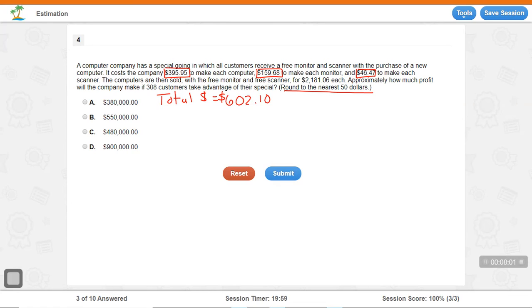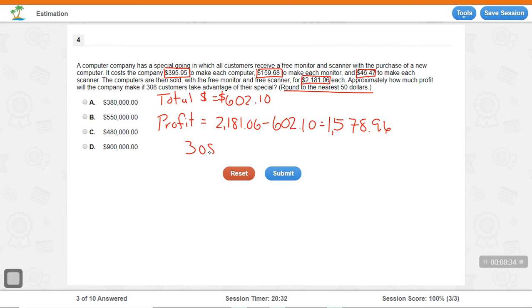All right, now they're selling these for $2,181.06. That means they're making quite a bit of profit. All right, that means my profit is going to be $2,181.06 minus the cost. Profit is always what you sold it for minus the cost. All right, and if we actually subtract that, we find that they are making a profit of $1,578.96 per customer.